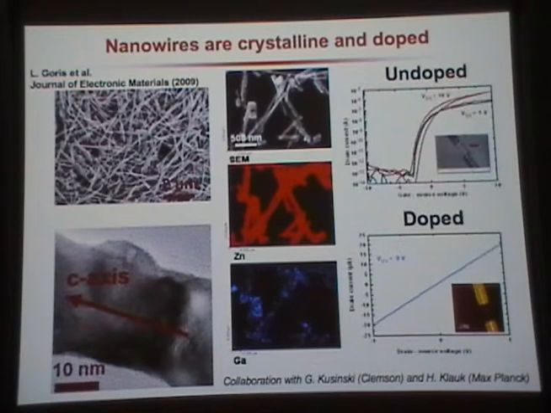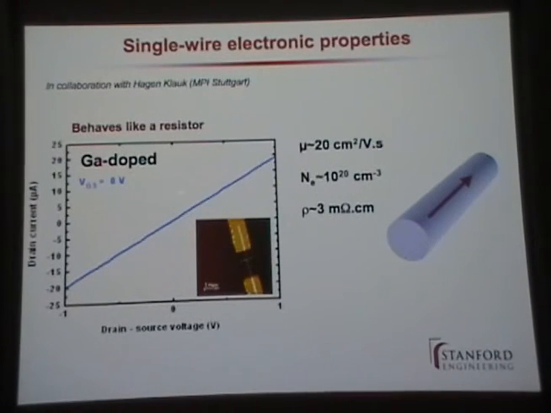And then these are actually very nice semiconductors. If they're not doped, they turn on and off like an intrinsic semiconductor is supposed to do when you make a FET. If they're doped, they behave like a resistor. So everything works the way it's supposed to work. If you take a single wire, it behaves like a resistor. There's still a weak field effect, and so that allows you to measure mobility.